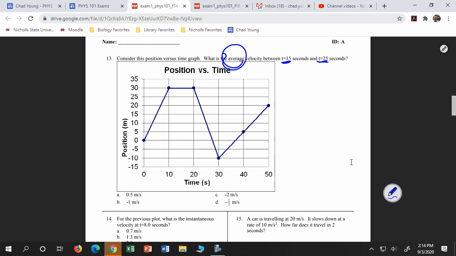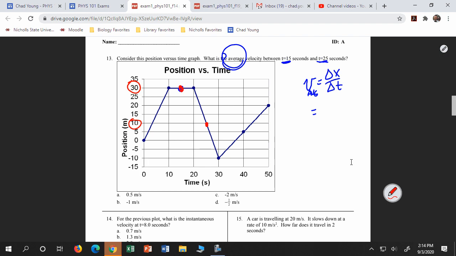There is an equation for average velocity. I don't really think of it as an equation, but it's equal to delta x over delta t. My change in x over my change in time. And so between t equal 15 and 25 seconds, that's equal to, at 15 seconds, it's right here. And at 25 seconds, it's right here. So it's 30 and 10.